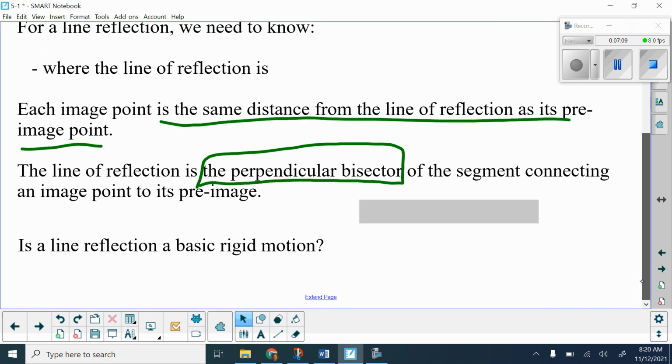Is a line reflection a basic rigid motion? Does it preserve size and shape, distance and angles? Yes.